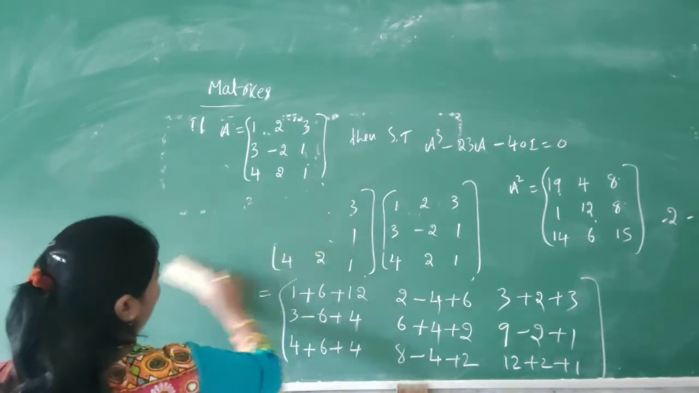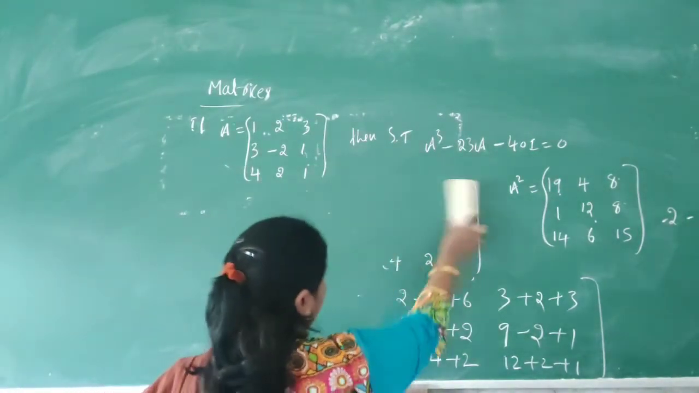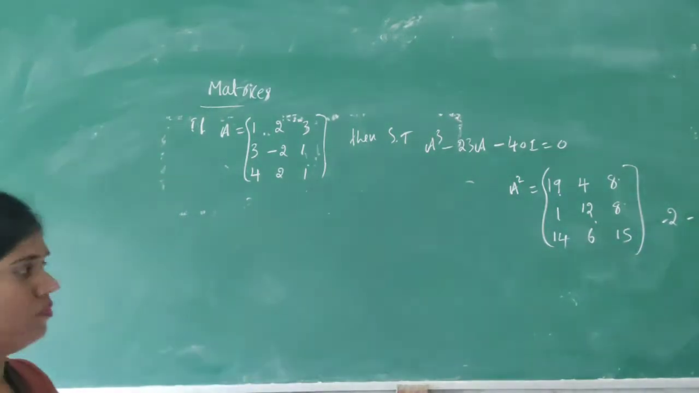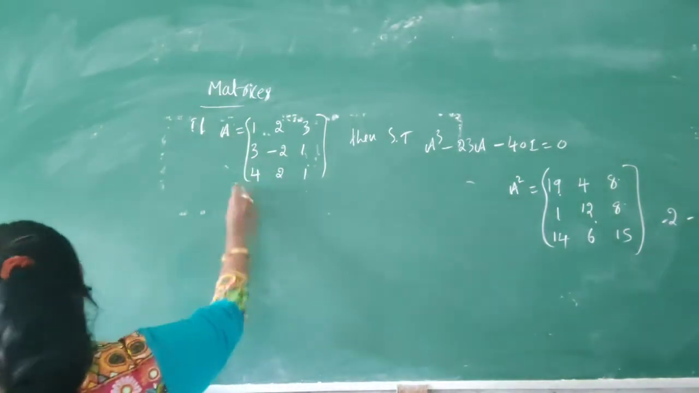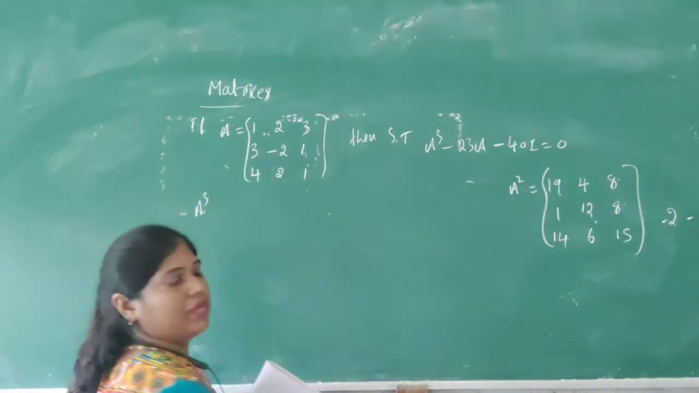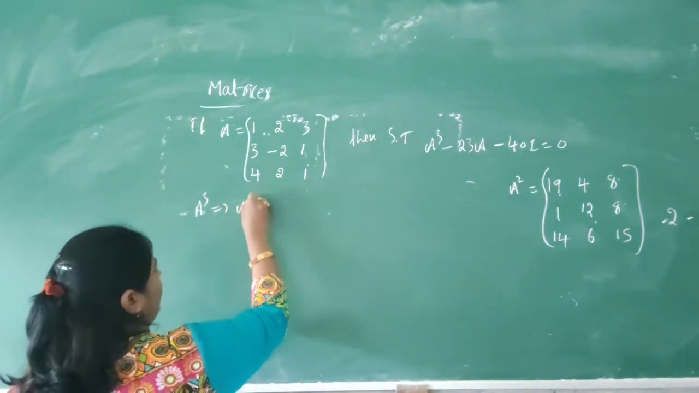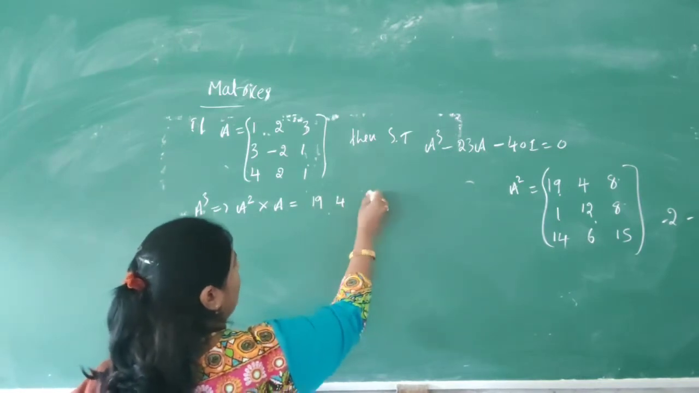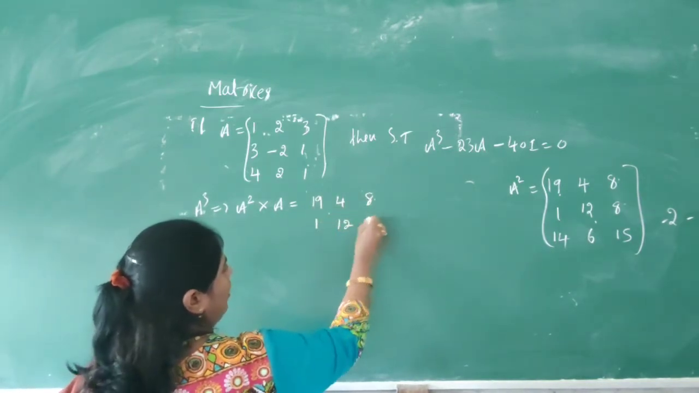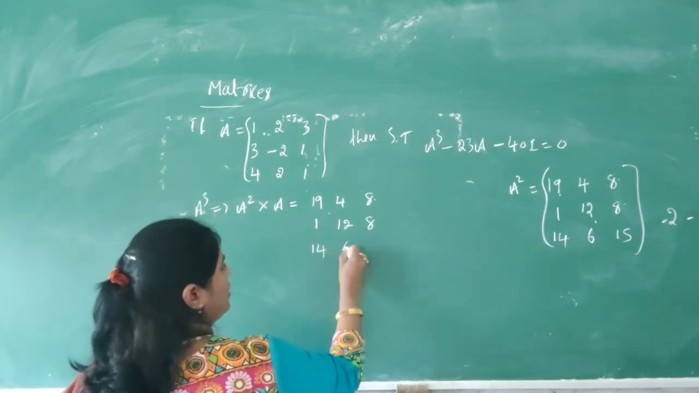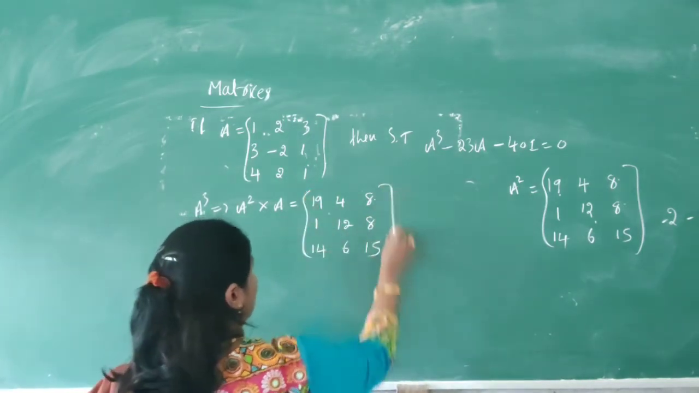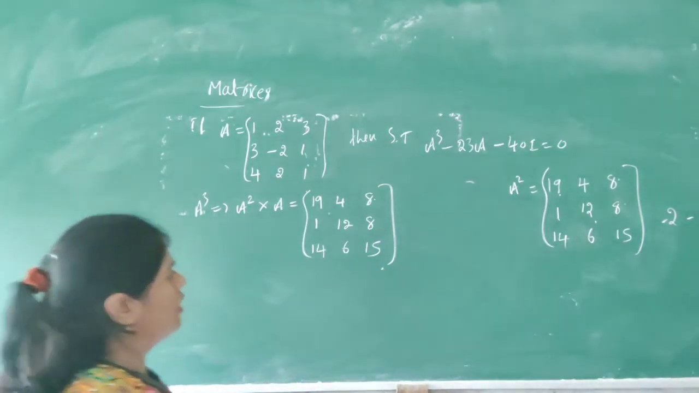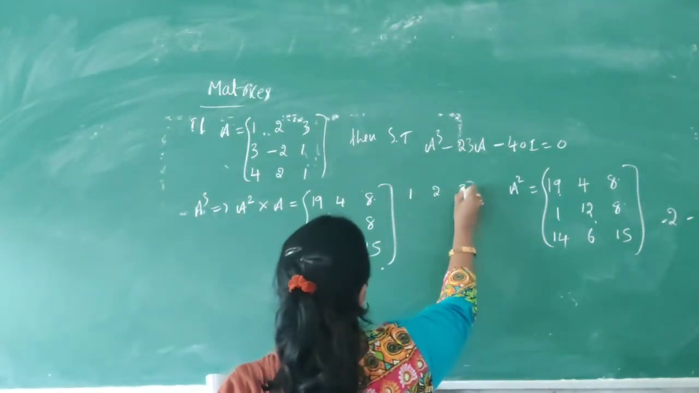So next, what we have to do? A cube, no? How will we get A cube? A cube is equal to A square into A. So 19, 4, 8, 1, 12, 8, 14, 6, 15. This one is A square.